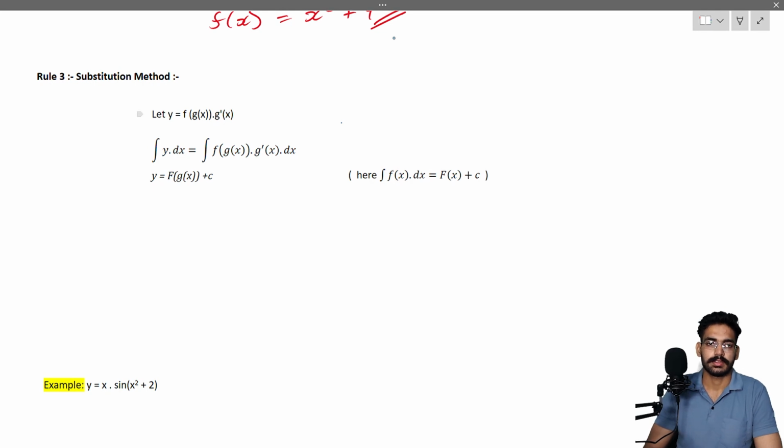Okay, now start. So in the substitution method, what we see here is f of g(x) into g dash x. So if a function has an inside function given, and whatever the inside function was, its differentiation you can see outside, then you can use the substitution method. You can substitute g(x) as t, and then you can solve it. How to solve this? We will see the standard method.